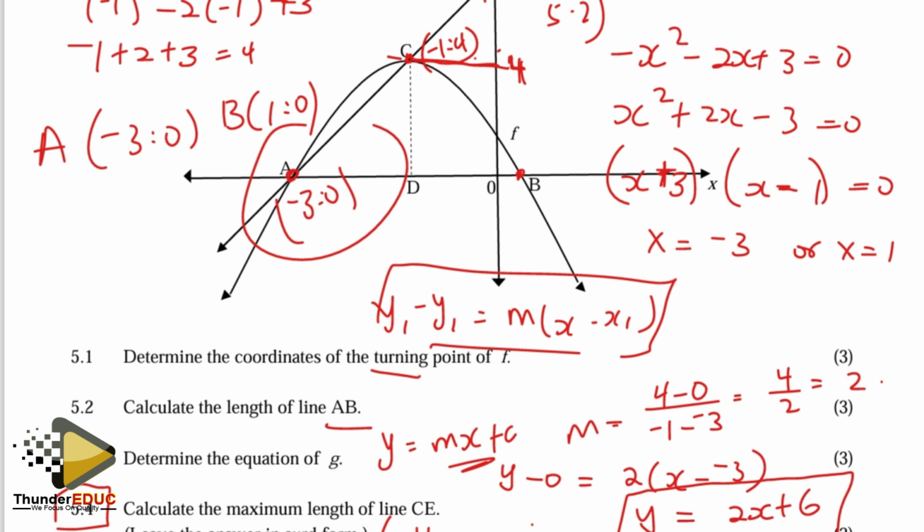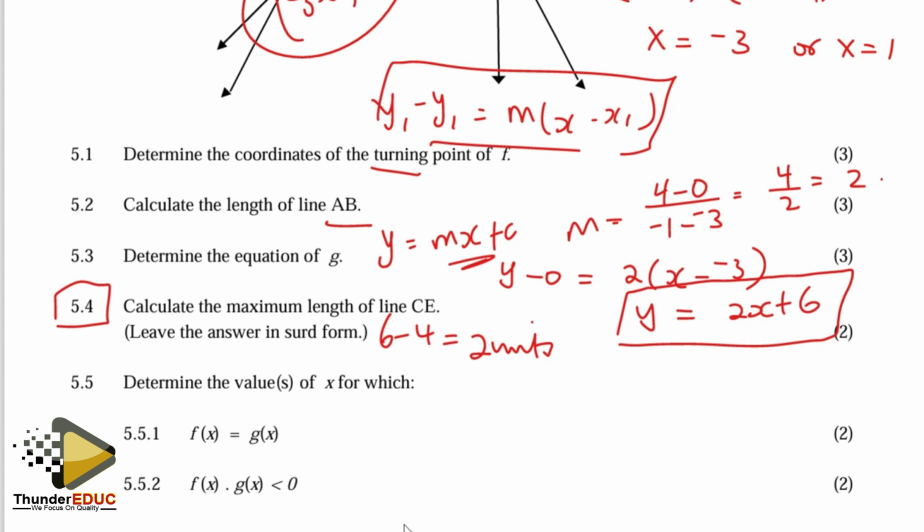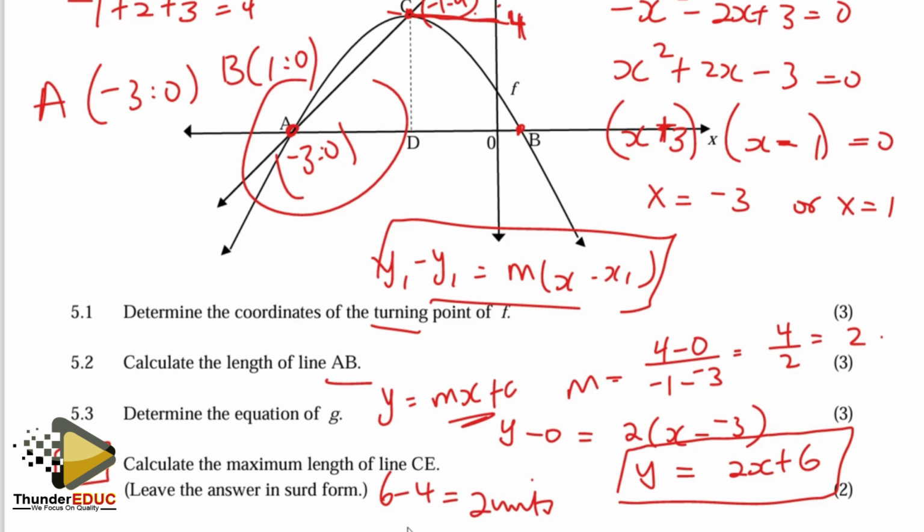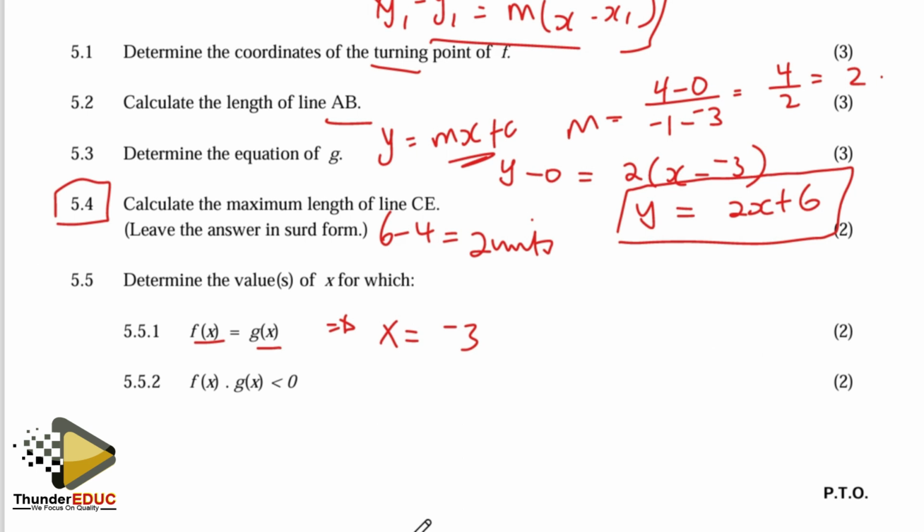Then 5.5, find the values of x for which f of x is equal to g of x. So where do we find f of x being the same as g of x? So at point A, where x is -3, and then also at point C, where x is -1. So those are the points where the two graphs are equal to each other. Okay, so that is what we do in that case.